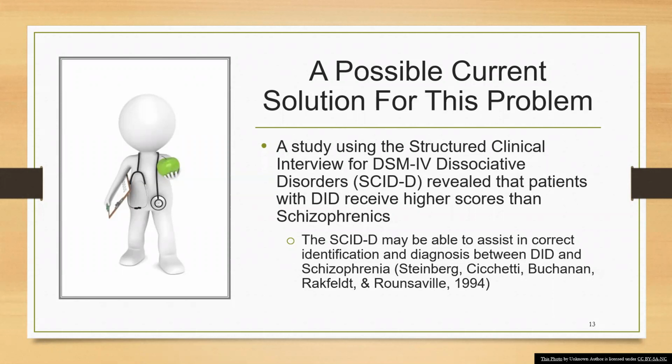A possible current solution for this problem also exists, in the form of the Structured Clinical Interview for DSM-4, the fourth revision of the DSM, Dissociative Disorders. In one study, this interview revealed that patients with DID receive higher scores in the interview than schizophrenics. Due to this, the interview could be very useful in giving correct diagnoses to patients, as it has been shown to be able to distinguish between DID and schizophrenia.